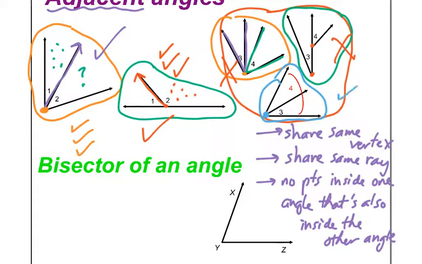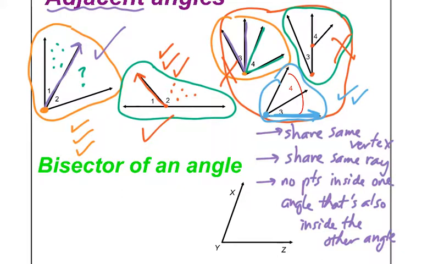Check. Do they share the same ray? Yeah, they do. Angle 3 has this ray that's also on angle 4. So yes, they do share it. It's not in the middle, though. We talked about that before. And here's how we're going to break the final rule.